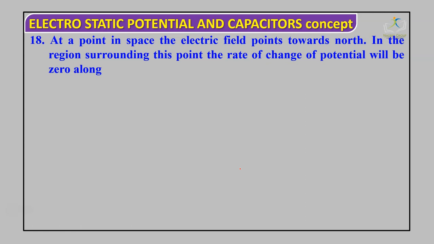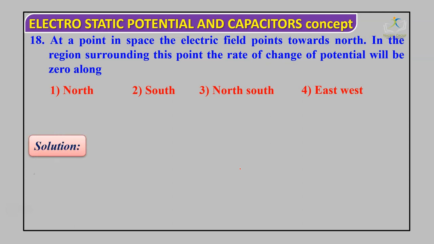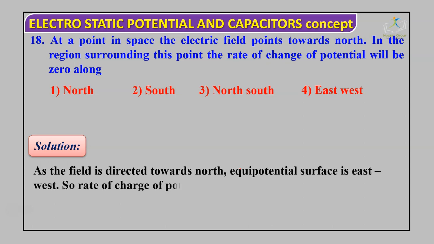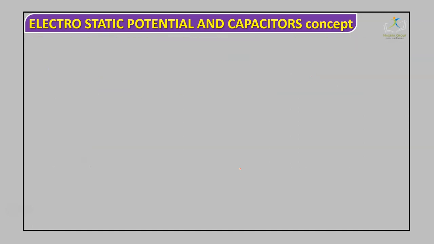Surrounding the point, the rate of change of potential will be 0 along north-south and east-west. Let us see the solution. As the field direction is towards north, the equipotential is east-west. So the rate of change of potential is 0 in that direction. That means we can say that the correct option is option 4, which is east-west.